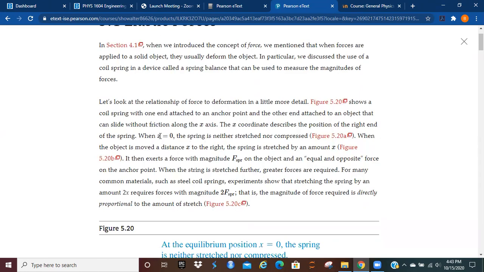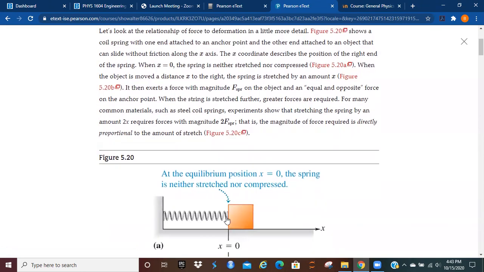In this particular case, when x is equal to 0, the spring is neither stretched nor compressed. So it's there and no force is really applied. But when the object is moved a distance x to the right, then the spring is stretched by an amount x. It then exerts a force with magnitude F on the object and is equal and opposite on the anchor point. When the spring is stretched further, greater forces are required.